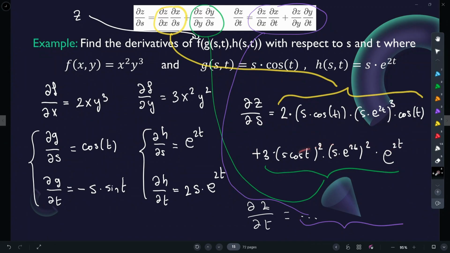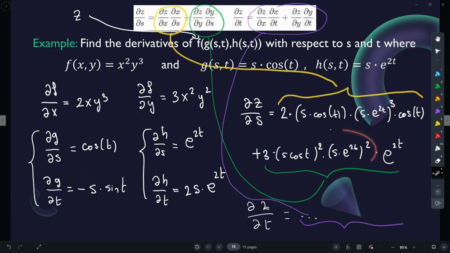This part. So in this part, I'm following this recipe here. So it's, first of all, the derivative of the function with respect to y evaluated at the inside, at the old inside. So I evaluated at g and h. So I have to evaluate this at g and h. So it's 3. X is s cosine t squared. And then that y is h. So s e to the 2t squared.